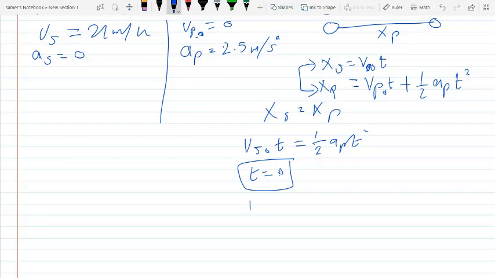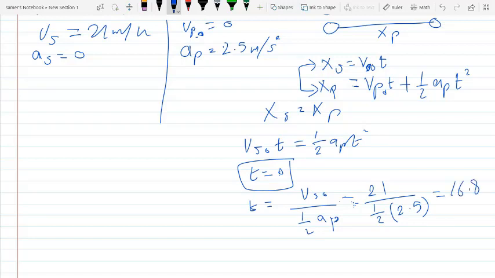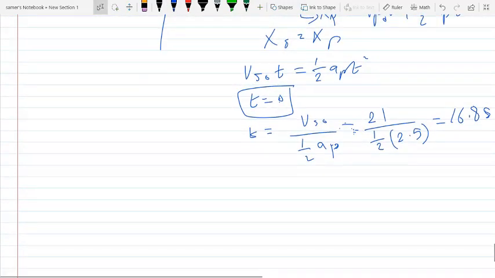We are going to find the second value of t, which is from this equation: v0s divided by 1/2 a police, which is v0s is 21, divided by 1/2 times the acceleration of the police car, which is 2.5. This is equal to 16.8 seconds.